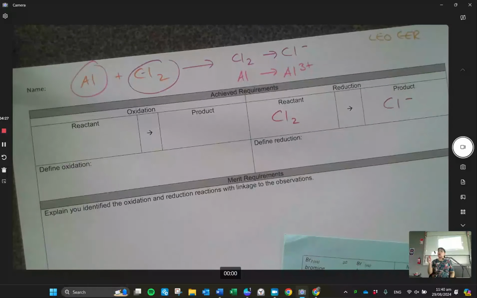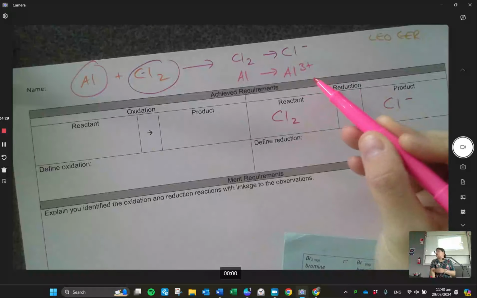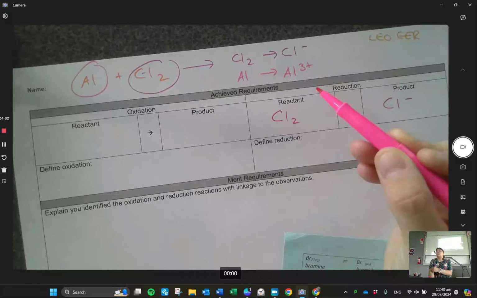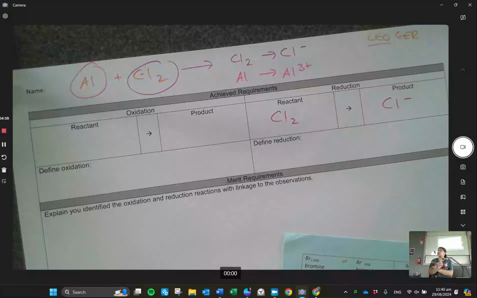So again, looking at the charge, this has no charge. That is now positive 3. In order for it to be positive 3, it needs to lose the electrons. Losing the electrons is oxidation. So that's how I've assigned the two guys in their different spots.